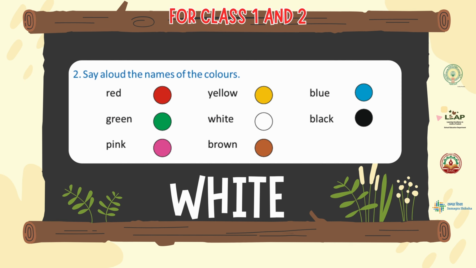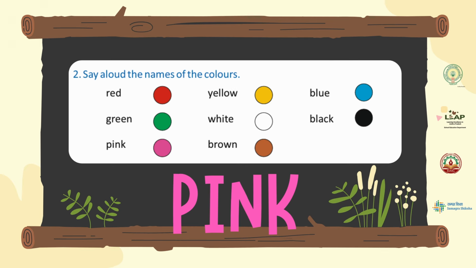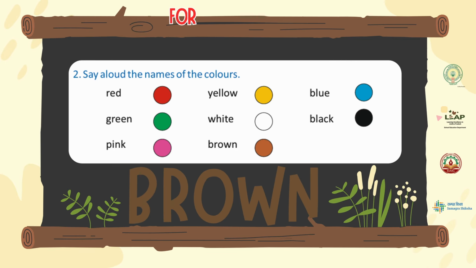Next color is black. Let's spell it. B-L-A-C-K. Black. Once again, B-L-A-C-K. Black. Next color is pink. Let's spell it. P-I-N-K. Pink. Once again, P-I-N-K. Pink. And another color is brown.